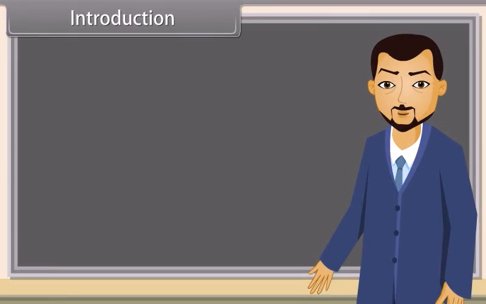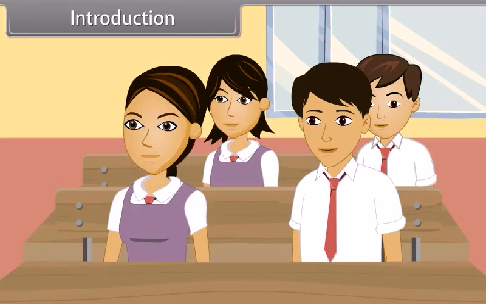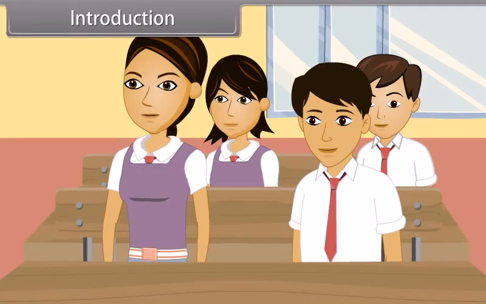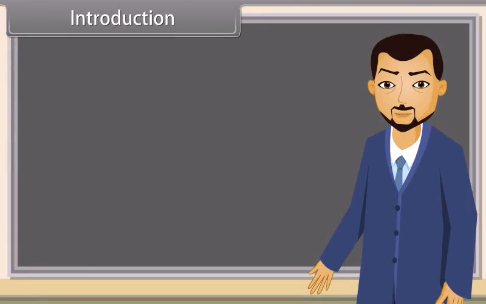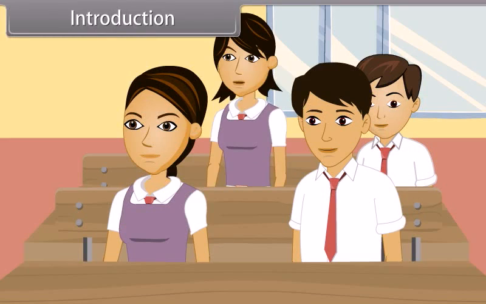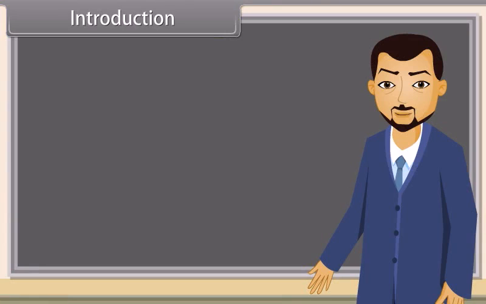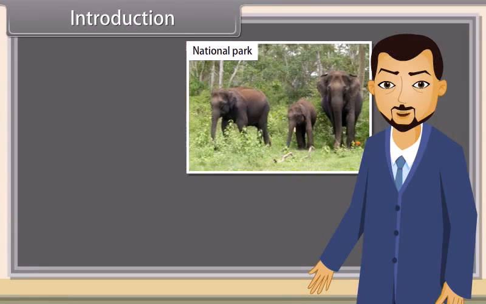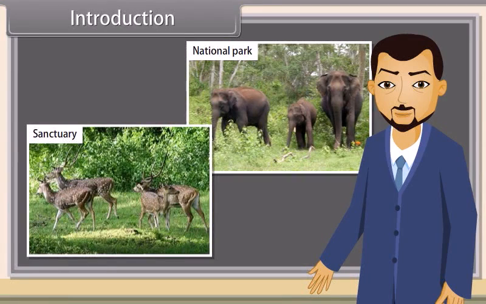Today we will learn biodiversity and conservation. Can anybody tell me what biodiversity is? Sir, biodiversity refers to the varieties of animals found in a particular area. Very good, Divya. How will we conserve the biodiversity? We conserve the biodiversity with the help of national parks, sanctuaries, etc. In this lesson, you will learn biodiversity and its conservation.